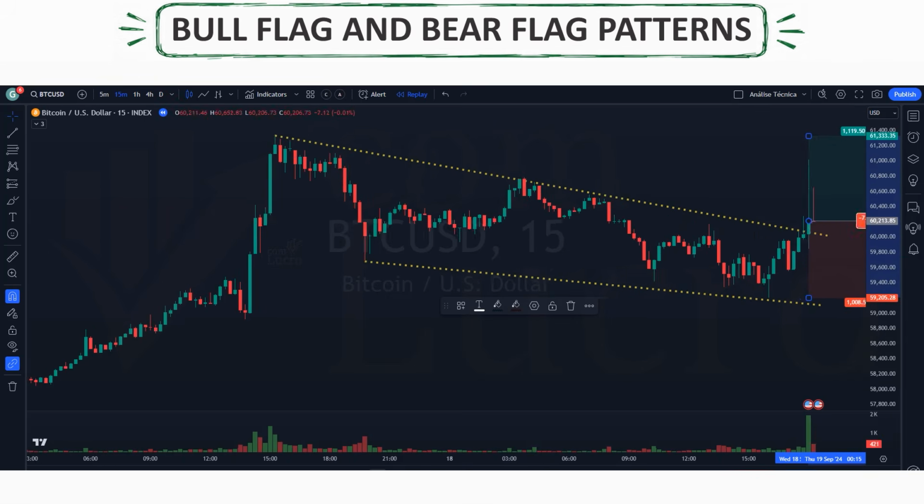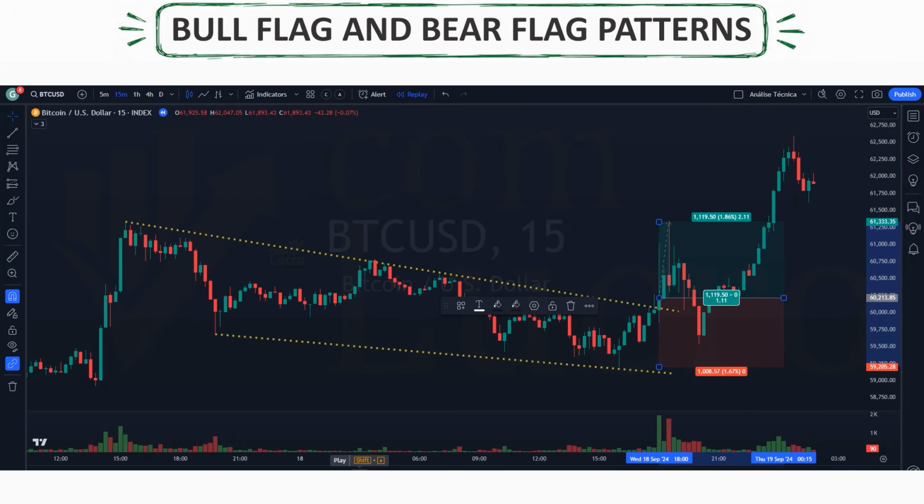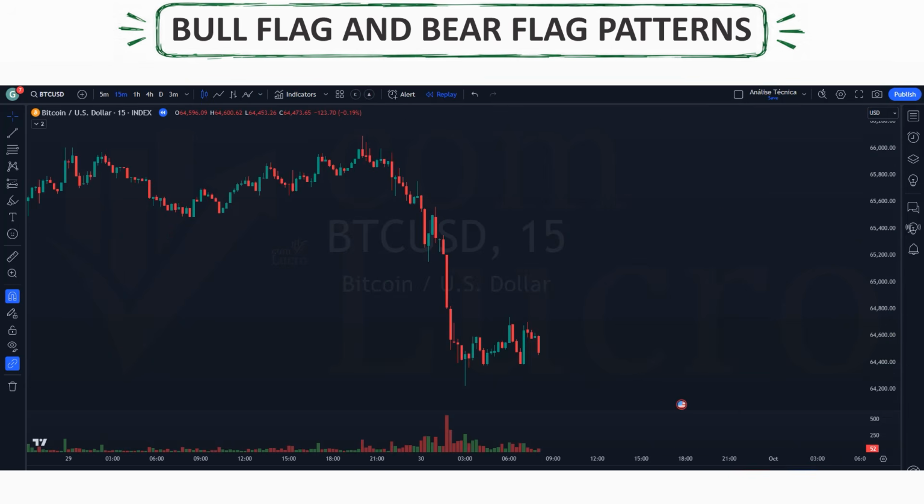Traders often use this moment to enter positions, taking advantage of the resumed upward momentum. Similarly, with a bear flag, the market experiences a sharp drop in price, forming the flagpole during a downtrend.